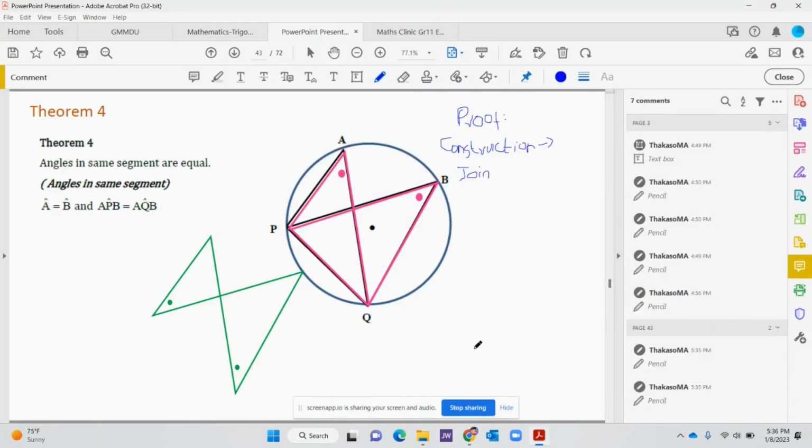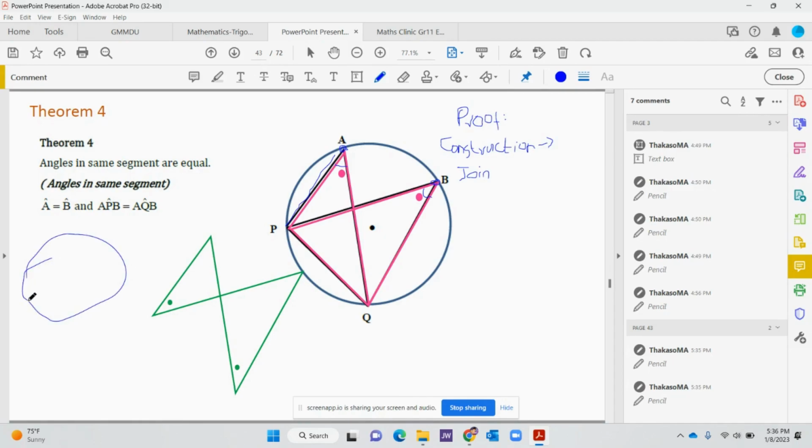The fourth theorem states that angles in the same segment are equal. The first thing you notice is that these angles are on the circumference. We are talking about angle A and angle B. They are both on the circumference, so this theorem only applies if those angles are on the circumference.